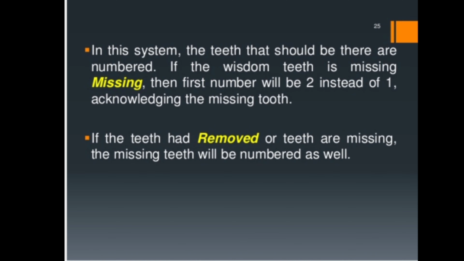If the teeth have been removed or teeth are missing, the missing teeth will be numbered as well. So according to this line, let us suppose that you are missing the central incisor of the first quadrant, which is designated as number 8. So if you do not have the central incisor of the first quadrant, then it does not mean that the central incisor of the second quadrant, which is adjacent to it, is numbered as 8. It will always be numbered as 9. So if you are missing certain teeth, then they will be counted similarly whether they are present or not.